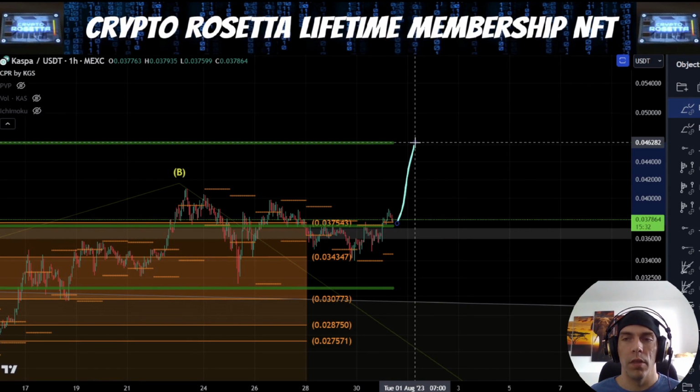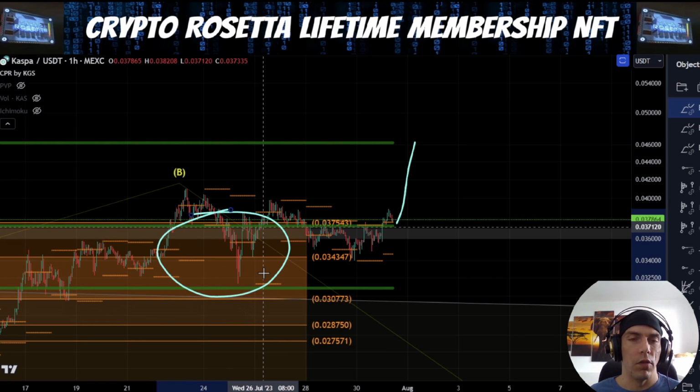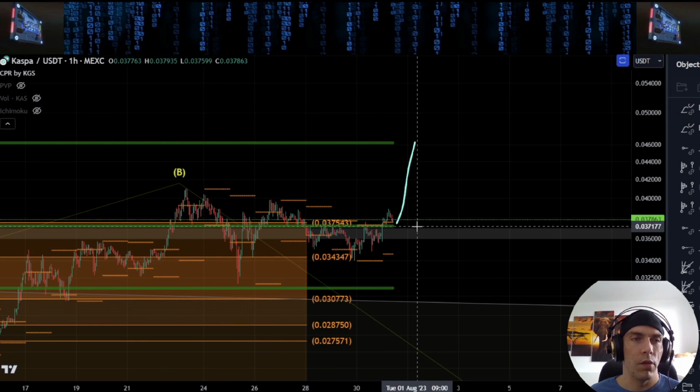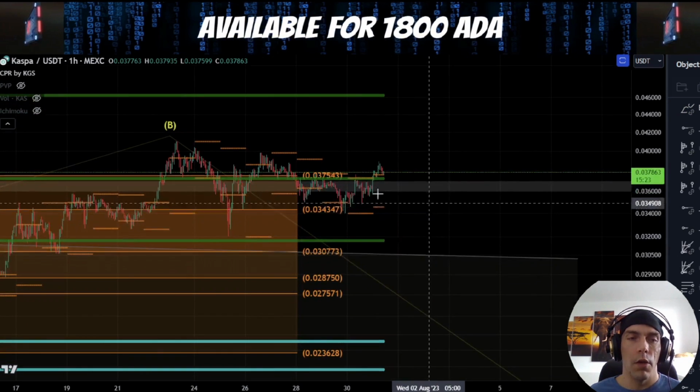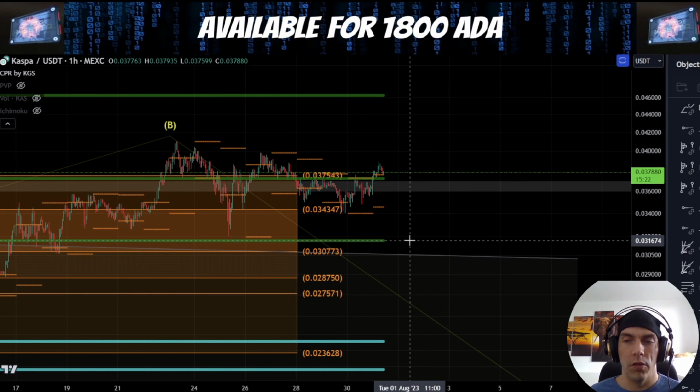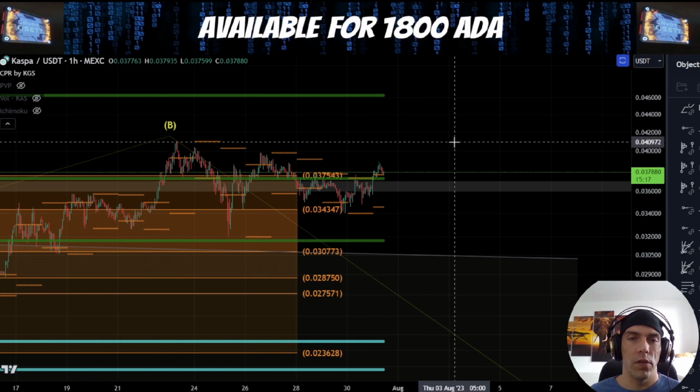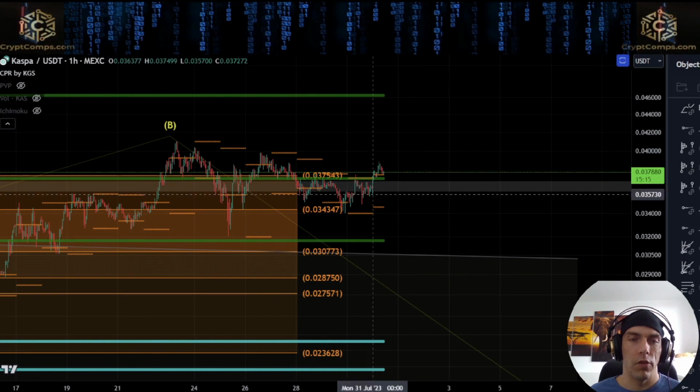Upside targets for this month is this 46282, though we have met these other 2 targets already, so we could see price actually start to fall away here. If we do move back down, I will be looking for potential support here at this 31674. If this holds, then potentially we can see some kind of a reaction to the upside.